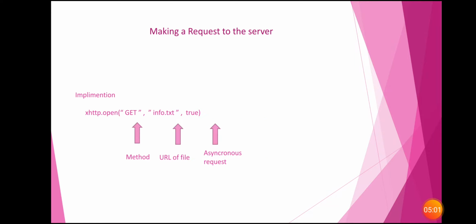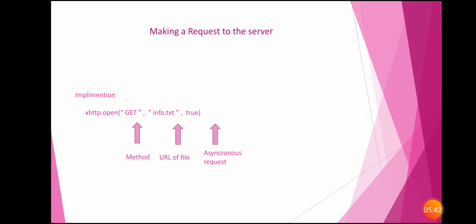Now we see step number two, making a request to the server. The XMLHttpRequest object is used to exchange data with a server. First of all, we see how to implement this request. xhttp.open("GET", "info.txt", true). The open method is used to make a request. So here we are providing the GET method, the URL, and the true parameter. It signifies that it is an asynchronous request.